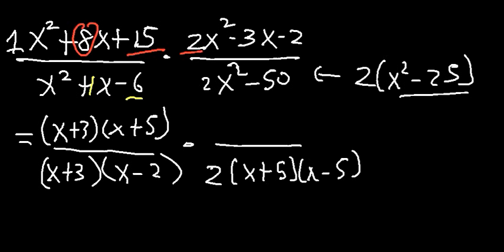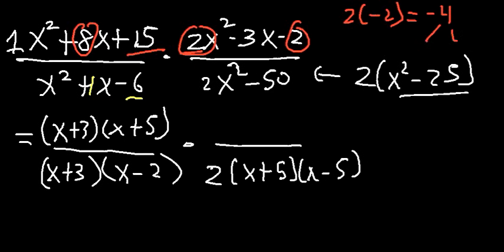Now here, the leading coefficient is not 1, it's 2. So we're going to have to multiply these two numbers first. So 2 times negative 2 is negative 4. And two numbers that multiply to negative 4 but add to the middle term, negative 3, are negative 4 and 1. Negative 4 plus 1 is negative 3.